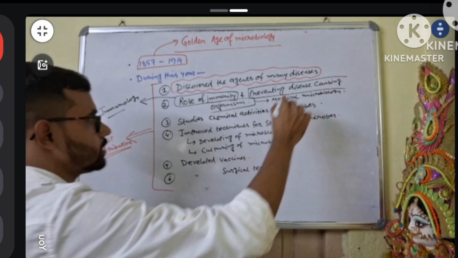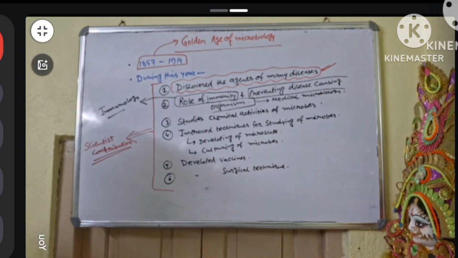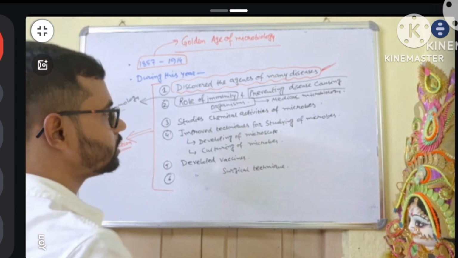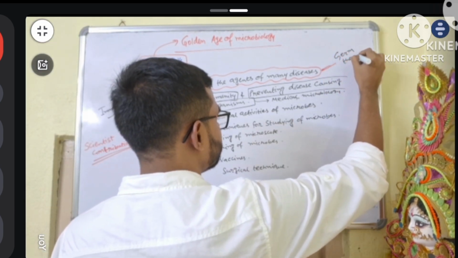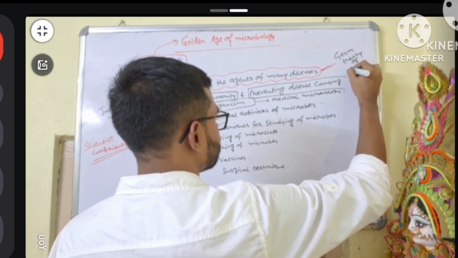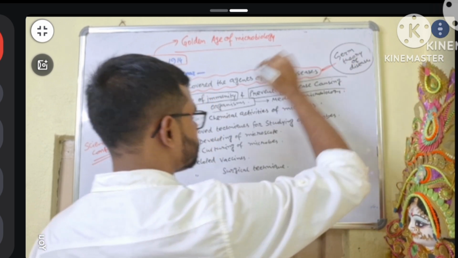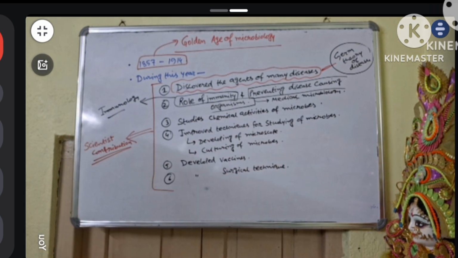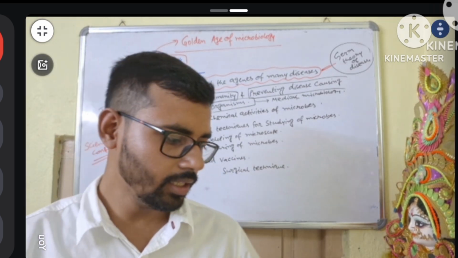In the next class we will discuss the discovery of the agents of diseases, disease causing agents, and the theory is called the germ theory of disease. Like the spontaneous generation and non-spontaneous generation theories, there is also a controversy. Germ theory of disease means that disease can be caused by microbes. It will be discussed in the next class.